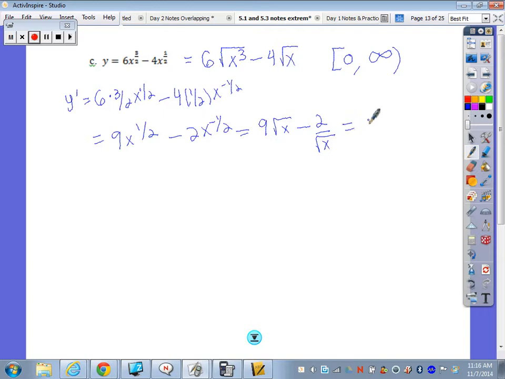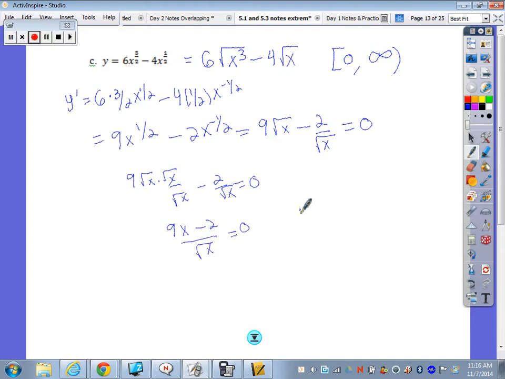To find the critical points, we set the derivative equal to 0, and we need to find where the derivative is 0 or undefined. In order to do that, you have to get a common denominator. So I'm going to multiply 9 the square root of x by the square root of x over square root of x. And that gives us 9x minus 2 over the square root of x.